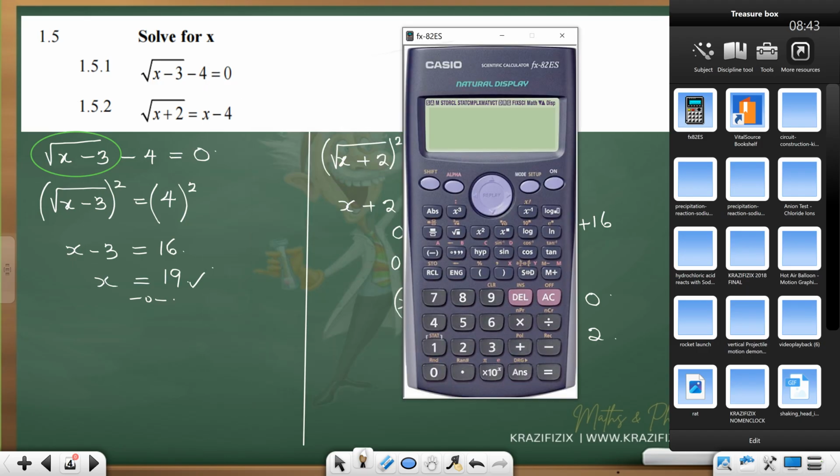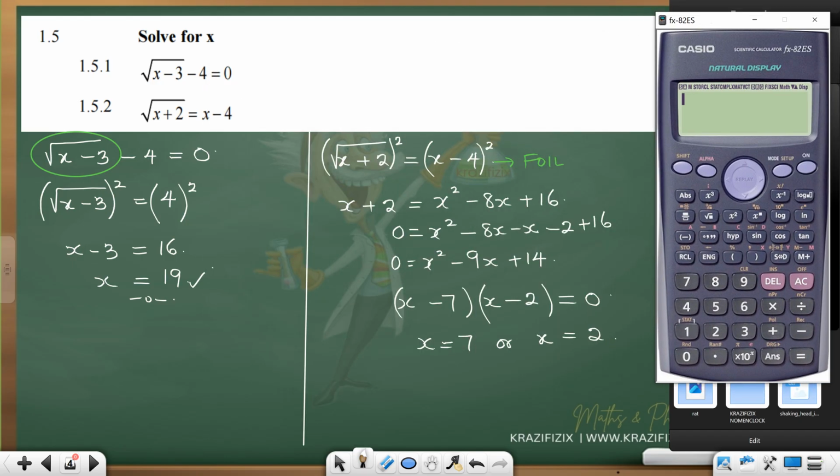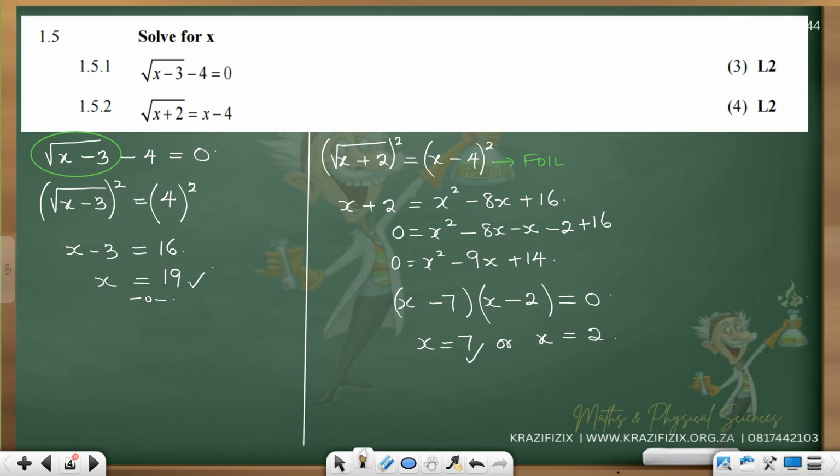If I put a 7, okay, we have a 7 and a 2. Let's start with the 7. Square root of 7 plus 2. On the left hand side, that is giving me a 3, right? So if my x is 7, the left hand side is a 3. What about the right hand side? 7 minus 4 is also 3. All right, so 3 is equal to 3. This one works.